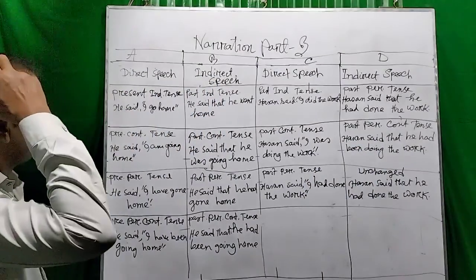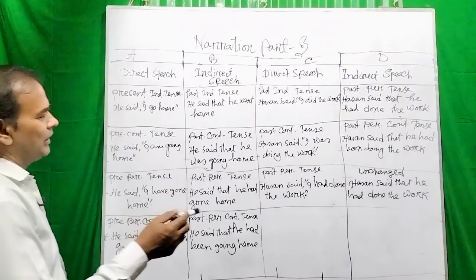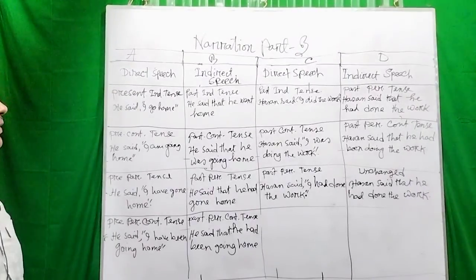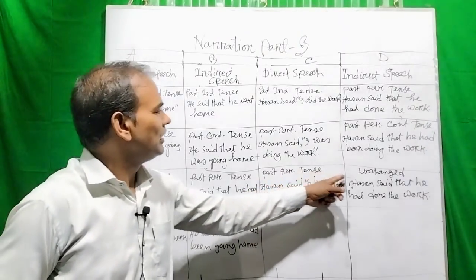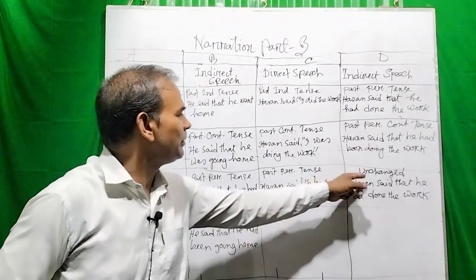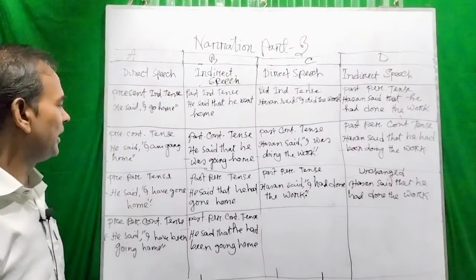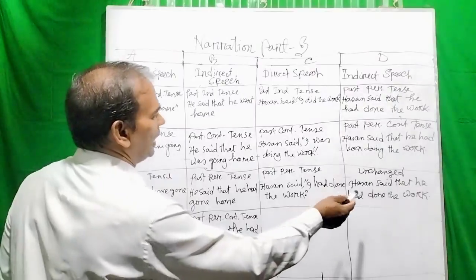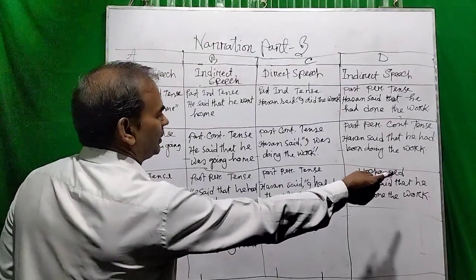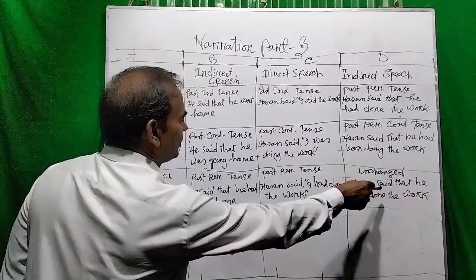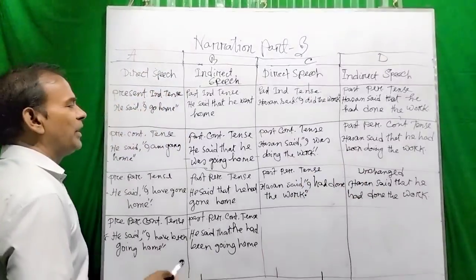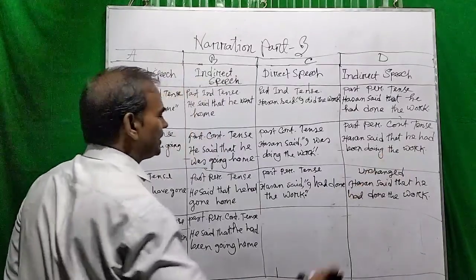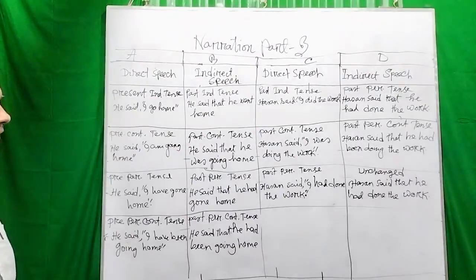You see. And last of all, dear viewers, I would like to tell you that the past perfect tense never changes. The past perfect tense remains unchanged. So Hassan said, I had done the work. You only apply the reporting verb and the conjunction, and you also change the person, but the tense remains unchanged. So Hassan said that he had done the work.